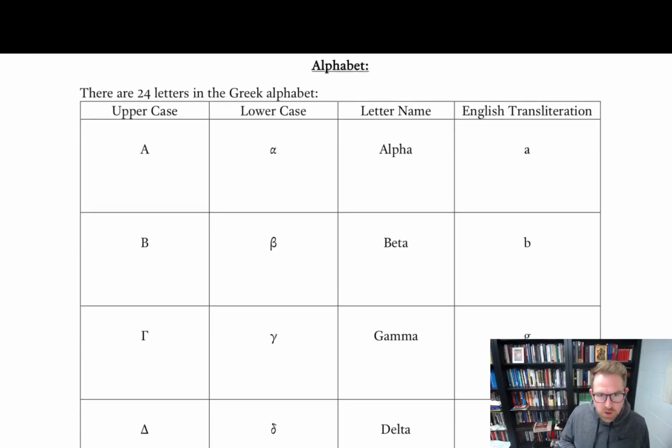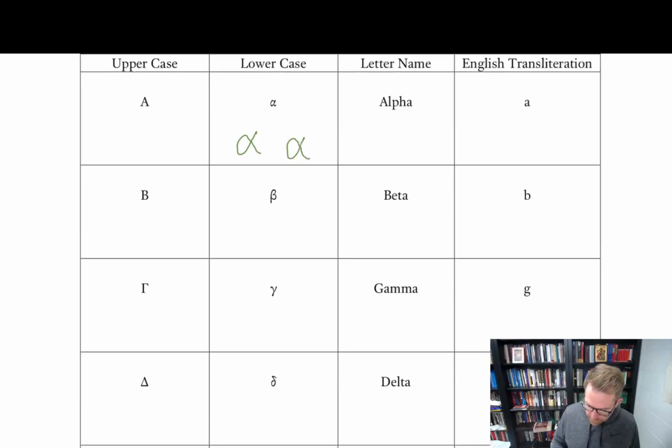I'm going to demonstrate how to write these lowercase letters. I'm not going to demonstrate the uppercase letters. So in the case of the alpha, you're going to start at the top here, come down, and like that. So you're going to start at the top, come down on a loop. That's your alpha. Beta, it's like our B.